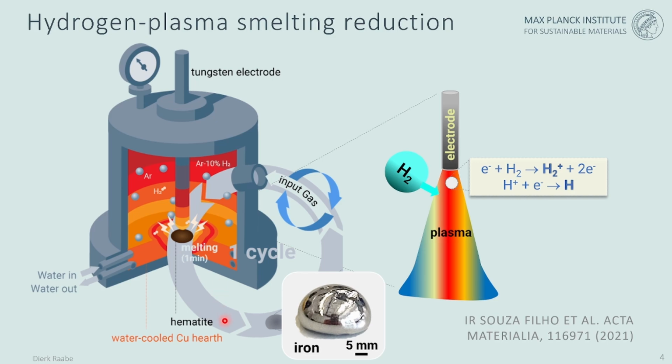And in the current case, we do this by using hematite as an input oxide. And as I said, it's liquefied. The melting point of iron oxide is only slightly higher than that of the metallic iron. And then you expose it to the ignited plasma state, which is magnified here on the right-hand side.